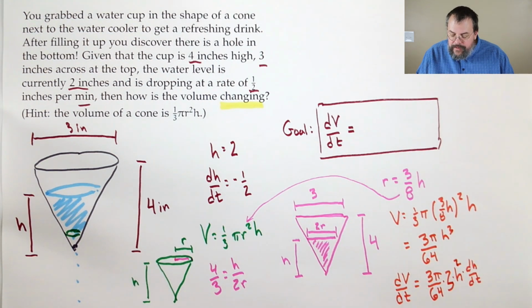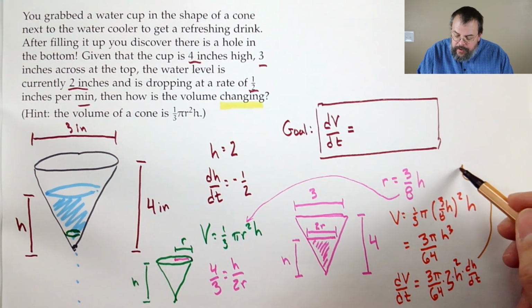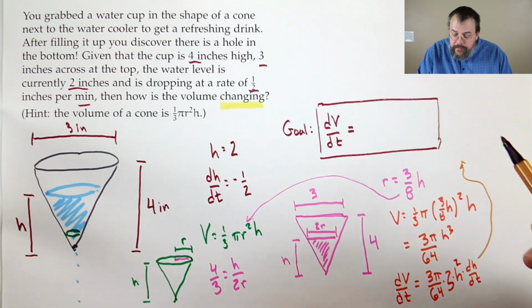3 comes down, h squared. Good. So we know h is 2. The dh/dt is -1/2. So we can now put in what we know. We're running out of space. Well, that is a problem with word problems. Oftentimes there's just so little space to write stuff. We run out of space to do our computation. So, what do we have?